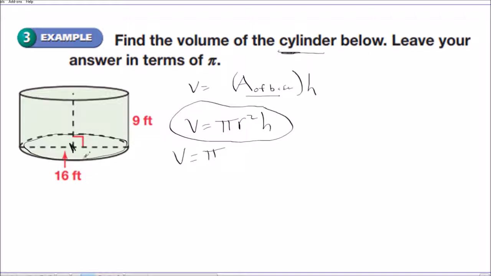Okay, our radius is actually 8. So if we have 8 and 8, that totals 16. So we actually get 8 squared. How tall is our soup can, our cylinder? That's 9. So 8 squared times 9.